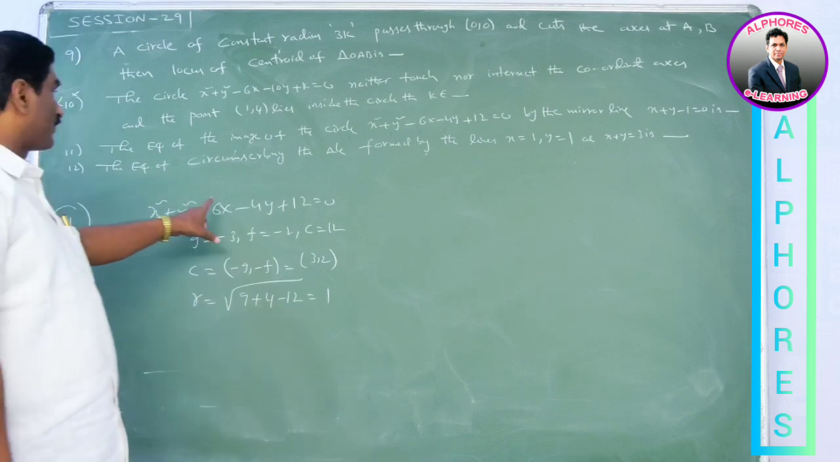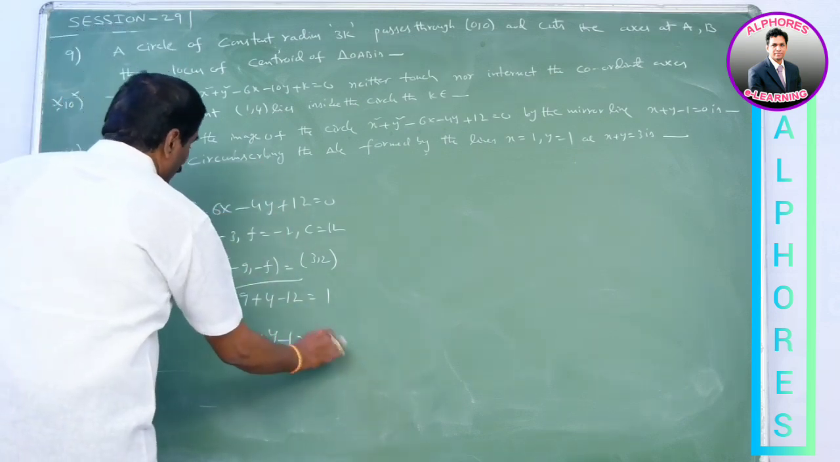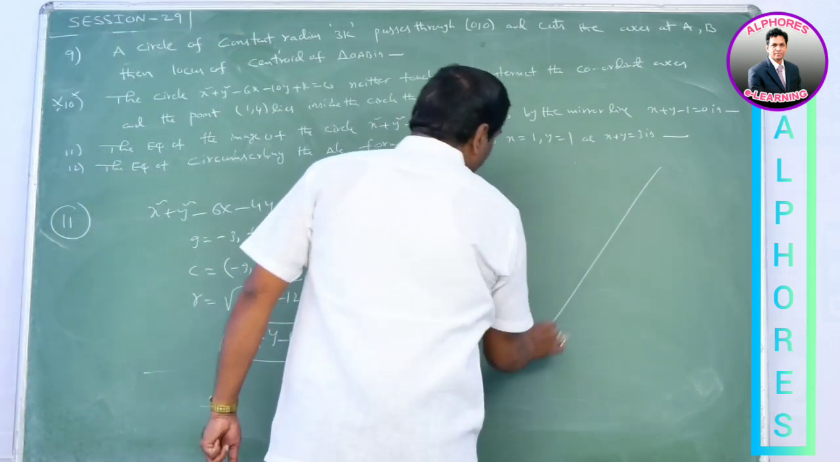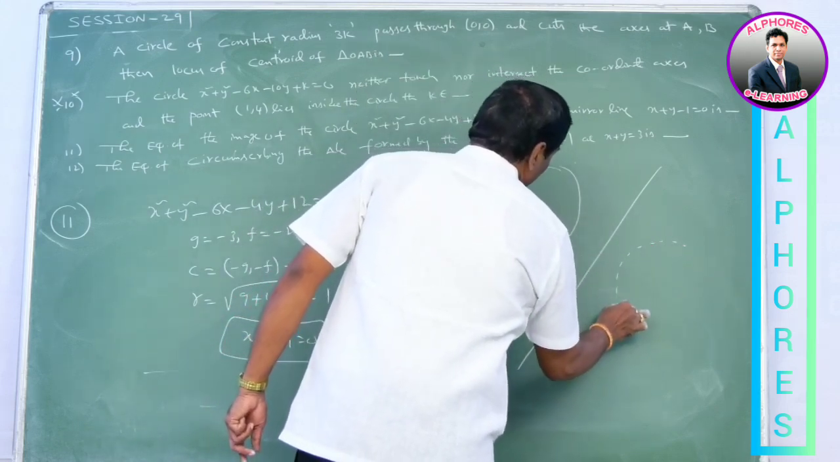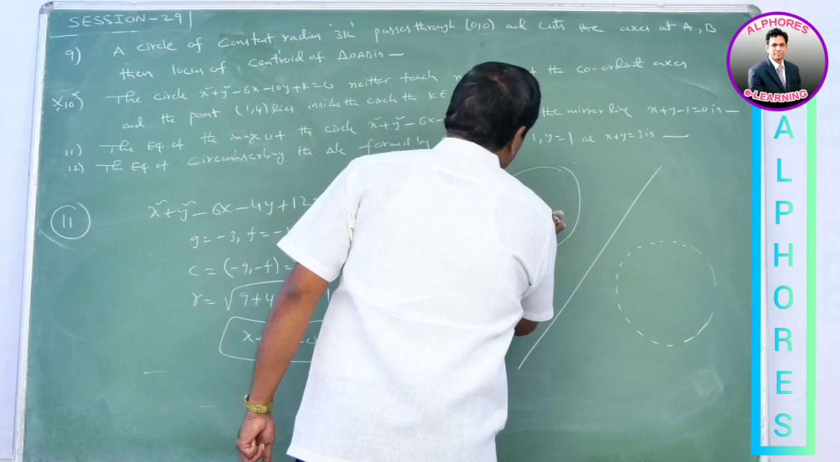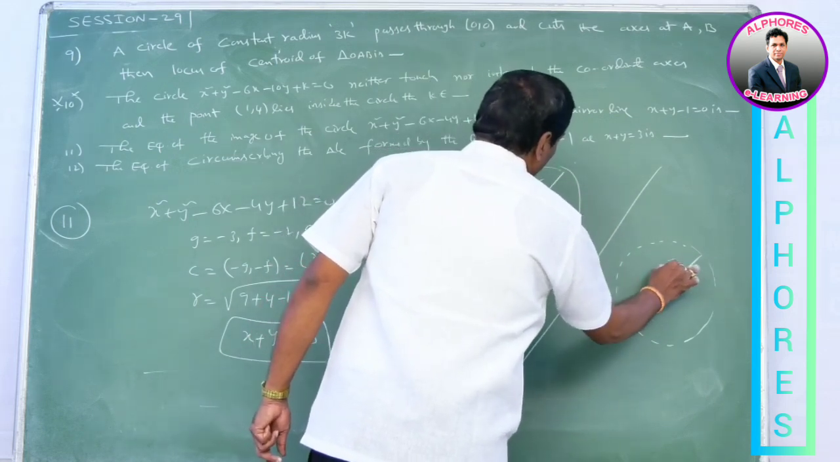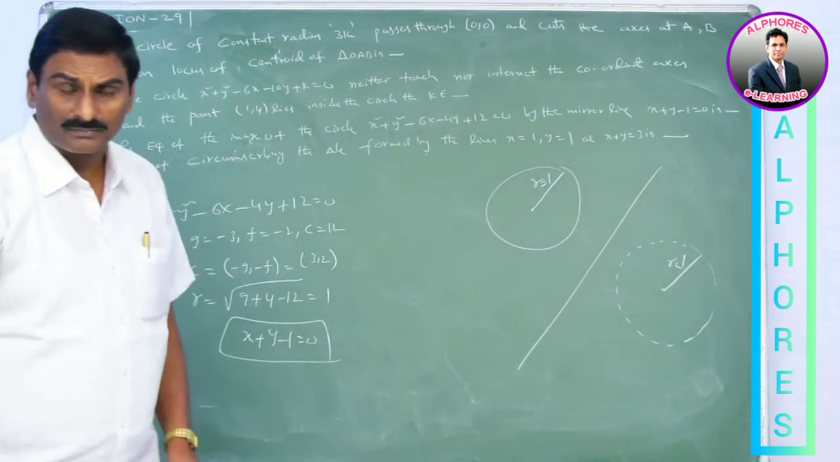Now we find the image of this circle with respect to the line x plus y minus 1 is equal to 0. Mirror line is x plus y minus 1 is equal to 0. Suppose this is the line and this is the circle. Say the image of the circle is in this way. How do we find the image? The radius of this circle is same as the radius of the image circle. Here the radius of the circle is 1, and here also the radius is 1.